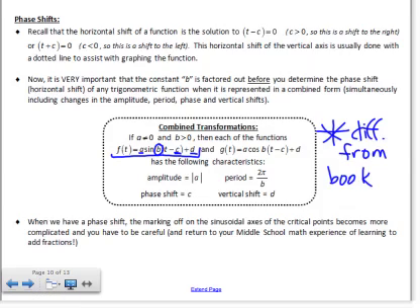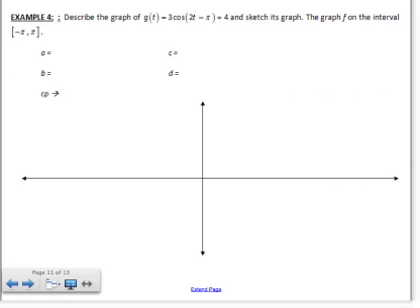So what you are going to do is, if you have a coefficient inside the parentheses, you are going to factor it out in front of the parentheses. But inside the function. So this is going to require you to do some division here, okay? So we're going to show you how that's done. We're going to describe the graph of this and then sketch the graph.